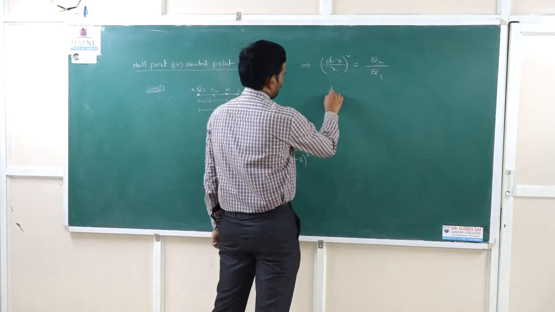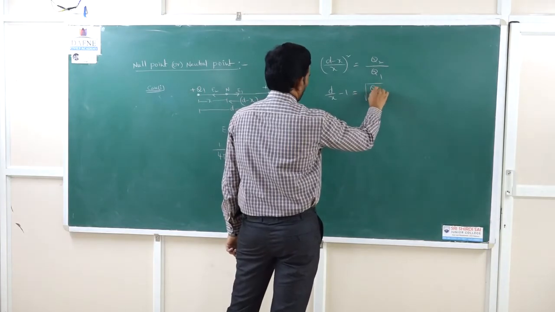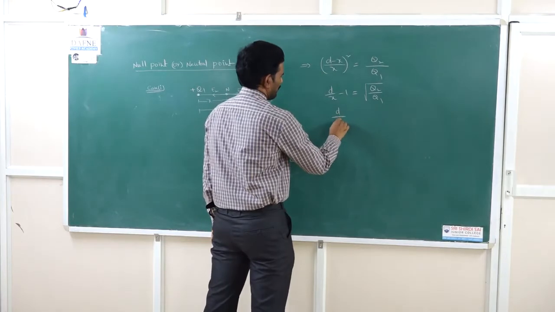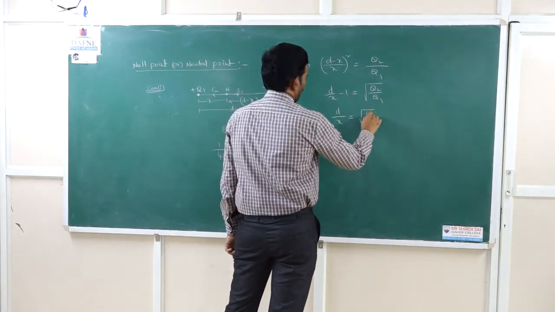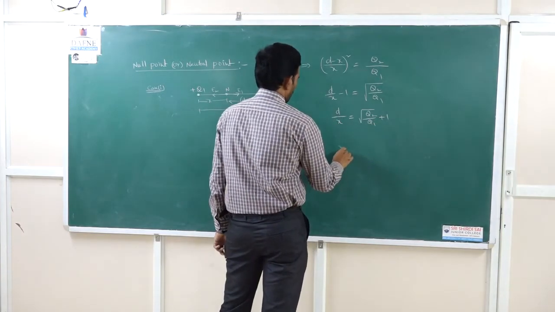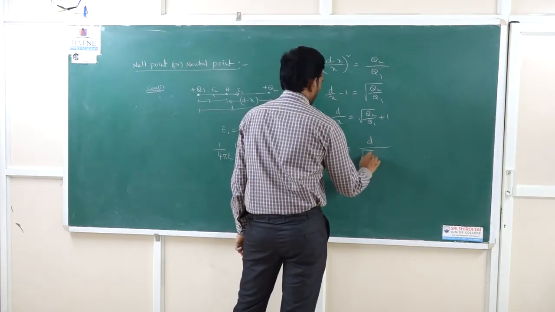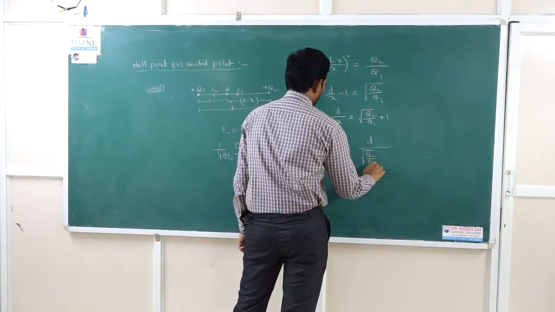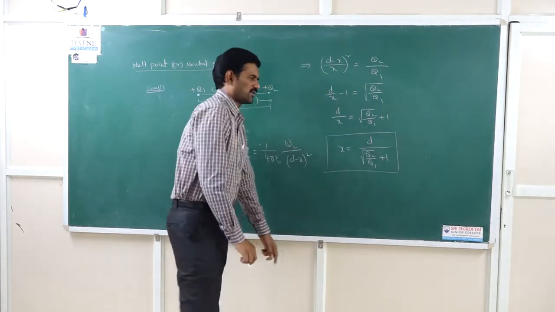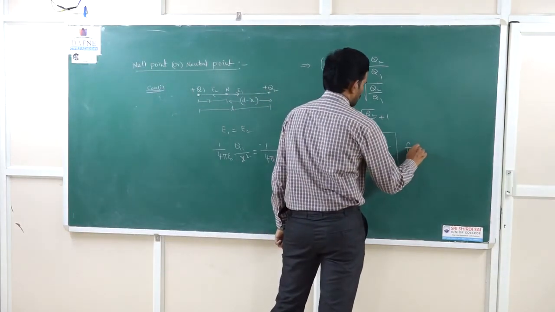So I can write this as d by x minus 1 is equal to under root Q2 by Q1. And therefore d by x is equal to under root Q2 by Q1 plus 1. And from this I can write x is equal to d by (under root Q2 by Q1 plus 1). So this is the expression for the distance of the neutral point, and this x we are measuring from Q1. So that is also important here.